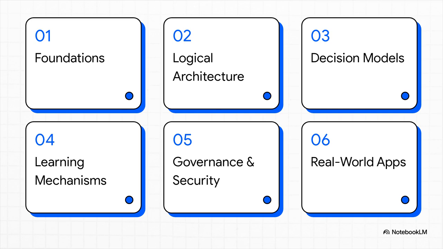To get a grip on this, here is the architectural roadmap we're following today. We're going to start with the foundational requirements, map out the logical architecture and decision models, look at how these systems actually learn, tackle the necessary governance and security, and then finally tie it all together with real-world applications.